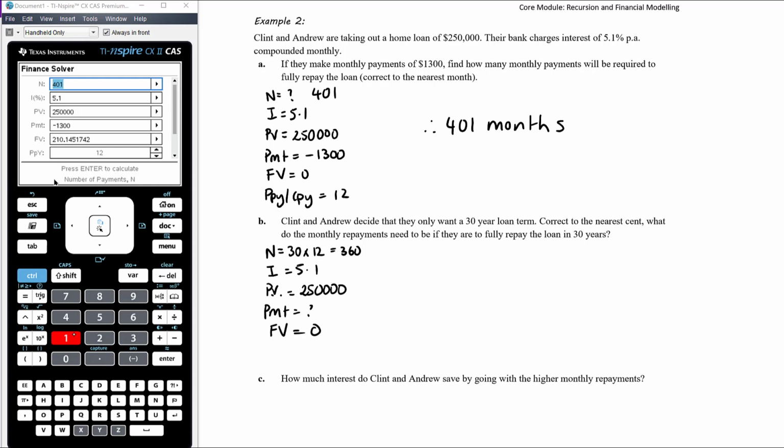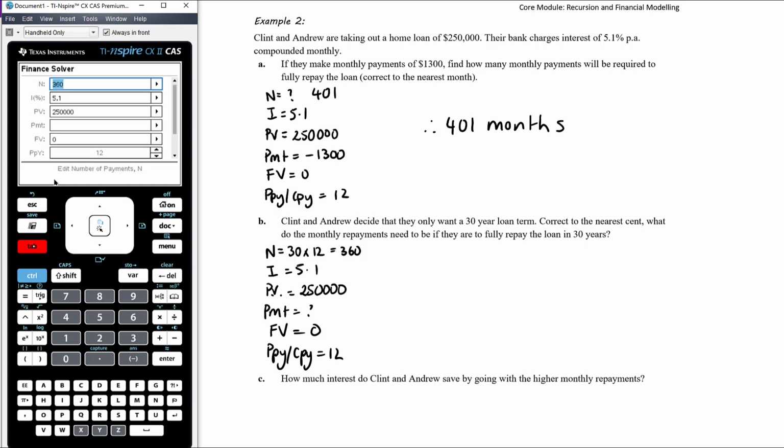We want the future value to be 0 because we want to fully repay the loan. Payments per year, compounds per year, still going to be 12. Okay, so let's make it 360 for n. Interest rate still 5.1. Present or principal value still 250,000. Payments what we want to work out. We want the future value to be 0.